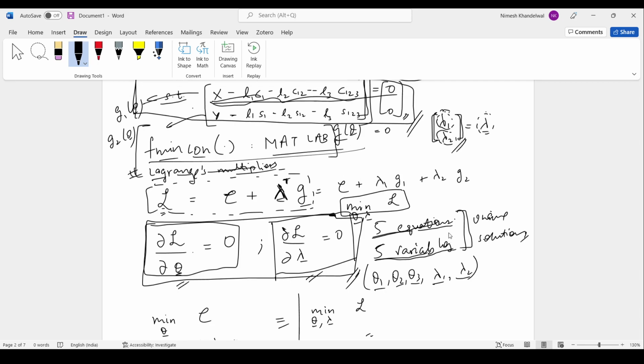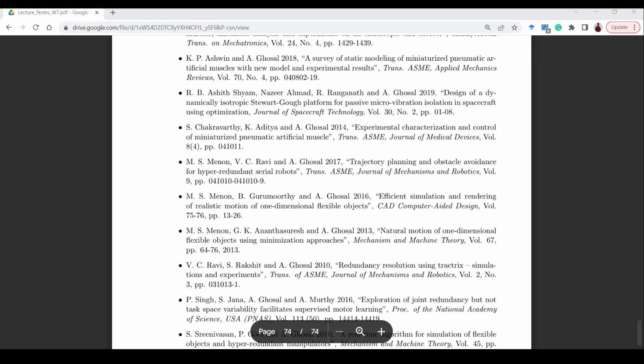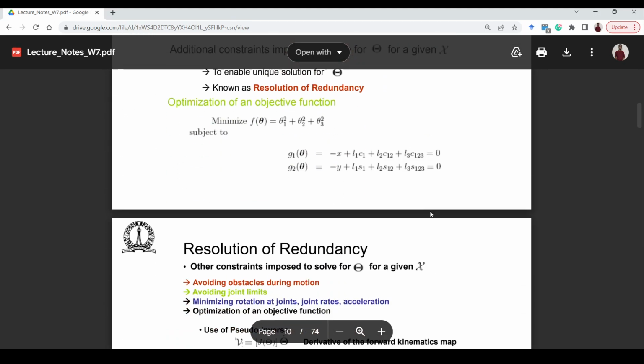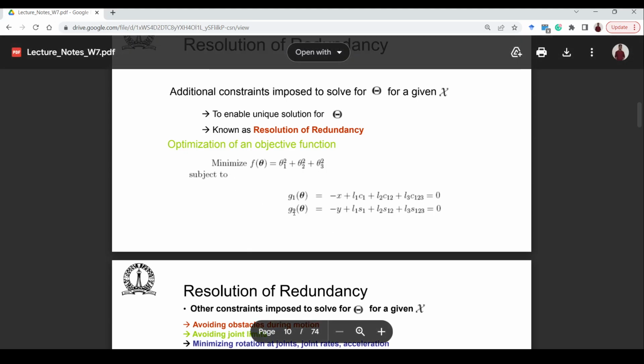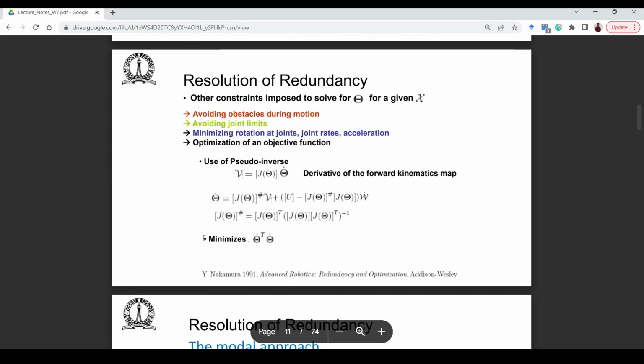Okay, so this particular problem dealt with only minimizing the squared absolute angles. But in the notes, there is a lot of discussion. So this is the particular problem that we have discussed right now, and the other way of resolving redundancy is using the pseudo inverse based approach. Using the pseudo inverse of the Jacobian mapping of the velocity relations, and it is written on this slide that it minimizes your squared velocity.